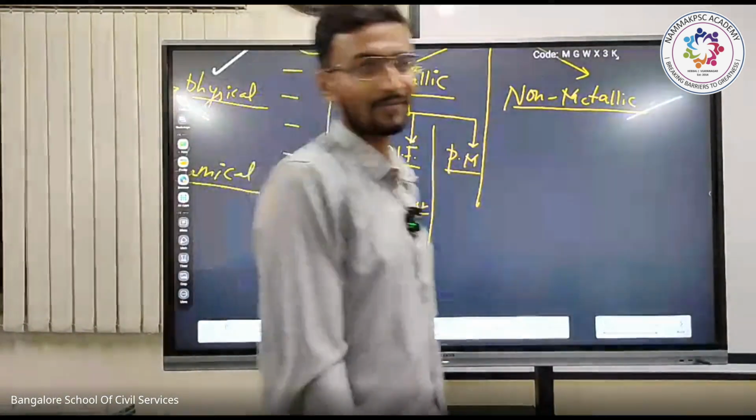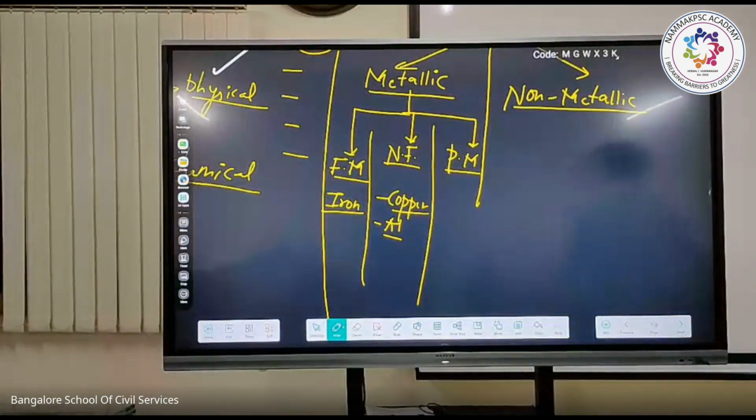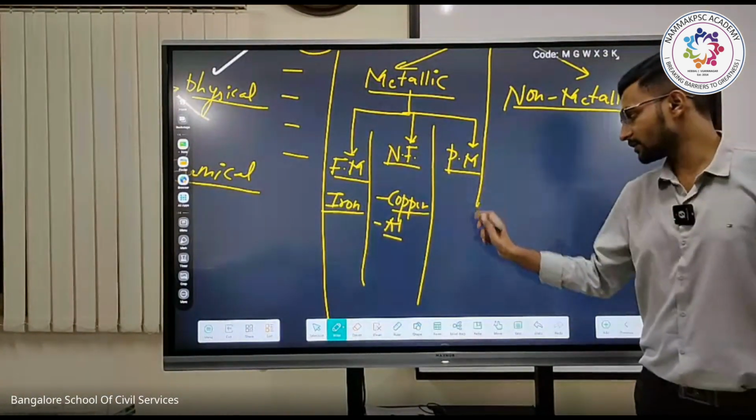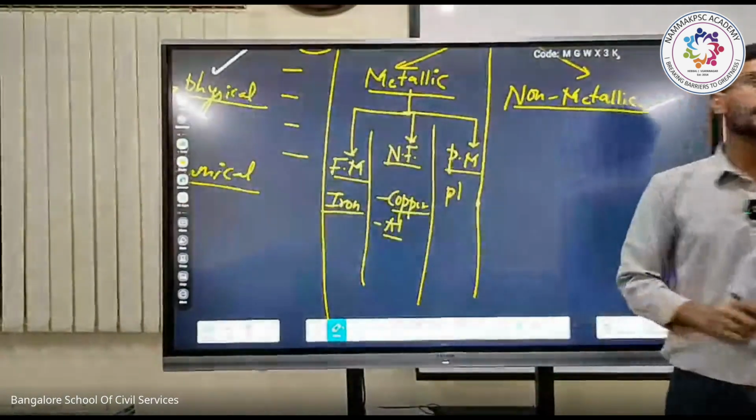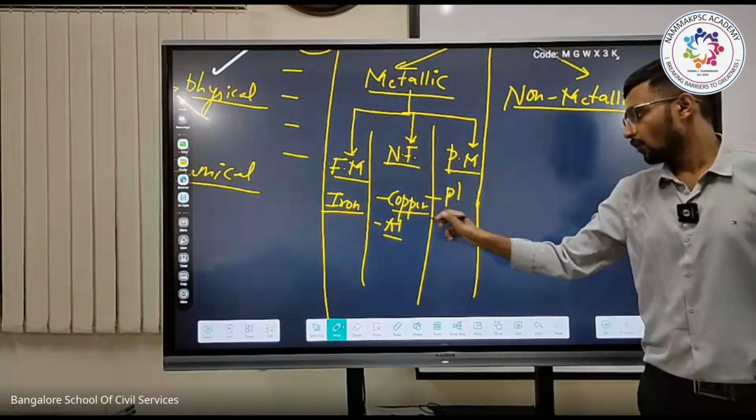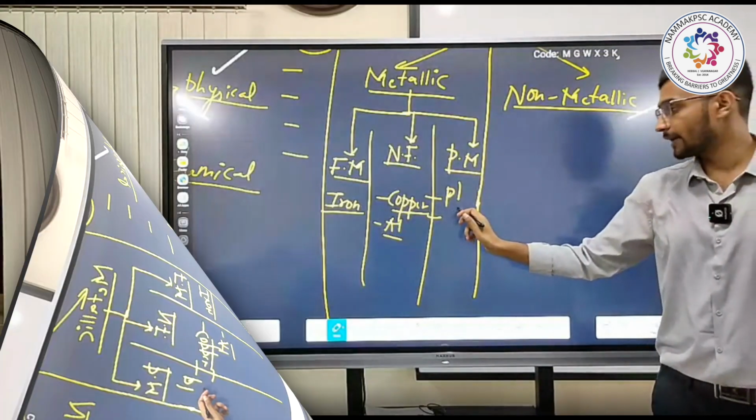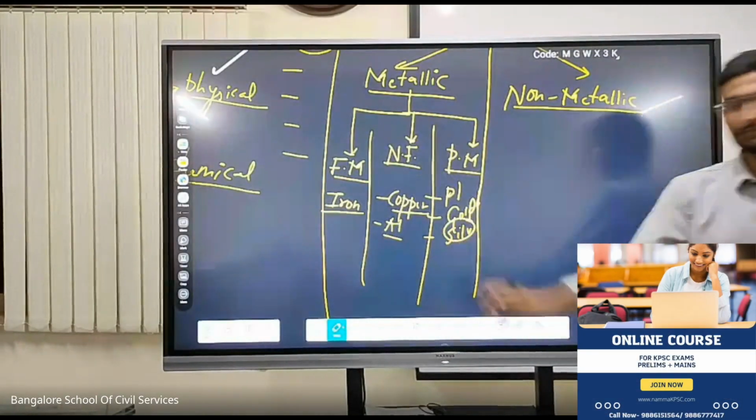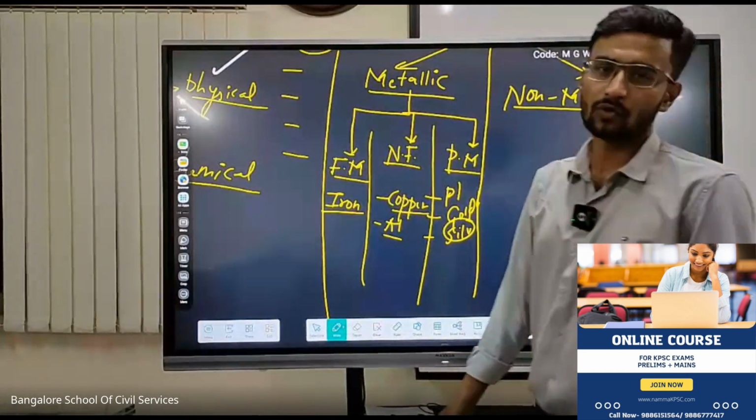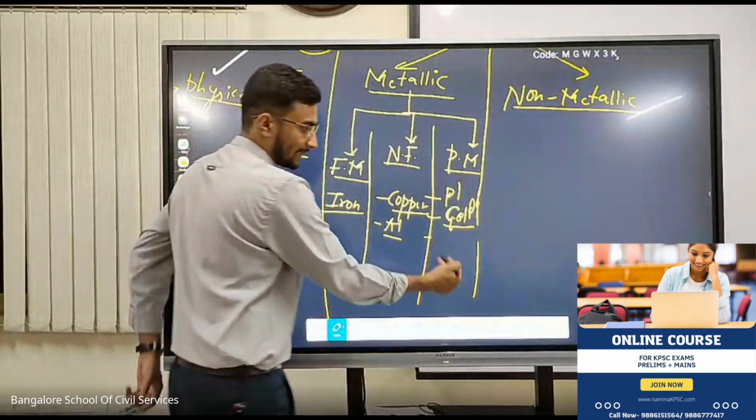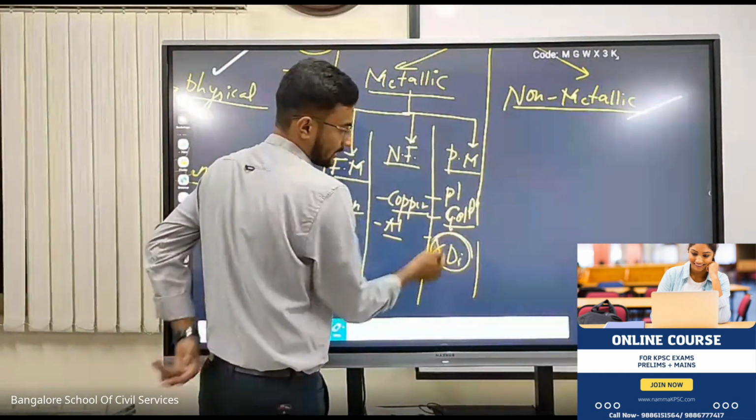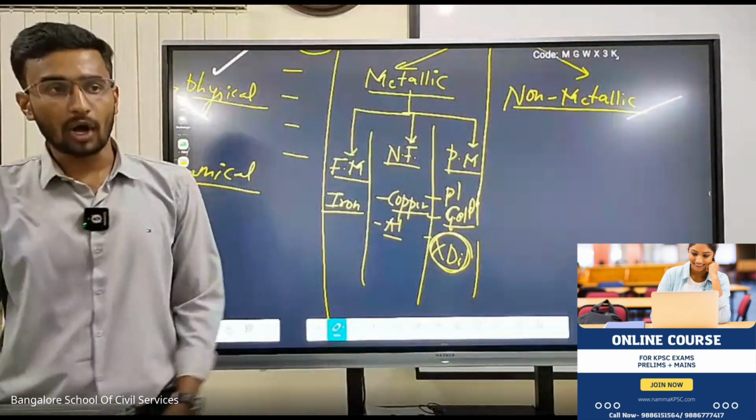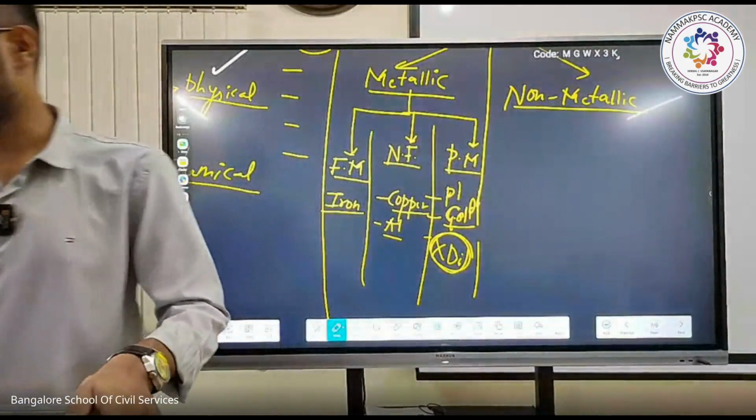What about diamond? It is a non-metal. Precious metals include gold, silver and platinum. Diamond is not a metallic object.